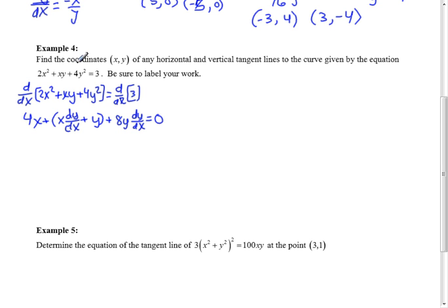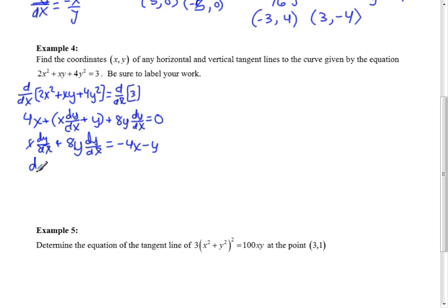Alright, we're trying to solve for the derivative. So we're going to have to get anything with a dy/dx on one side, anything else over to the other side. So I get x dy/dx plus 8y dy/dx. And anything else I'm just going to move to the other side: minus 4x minus y.